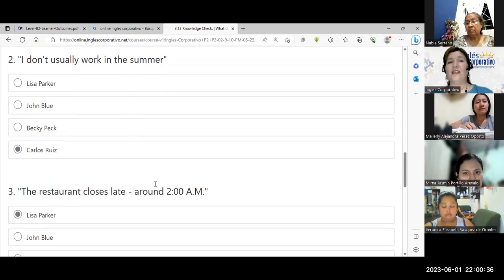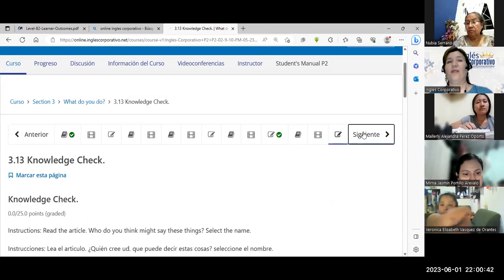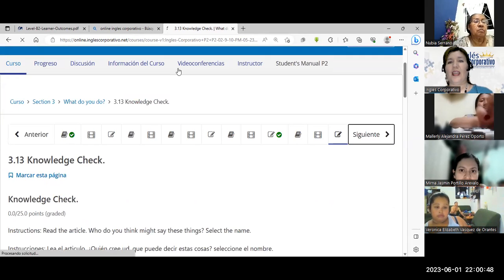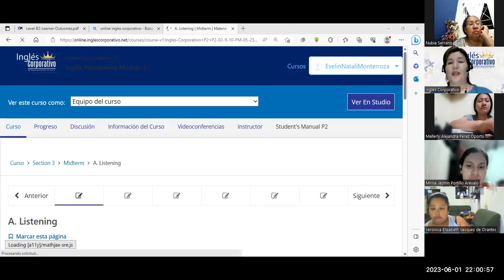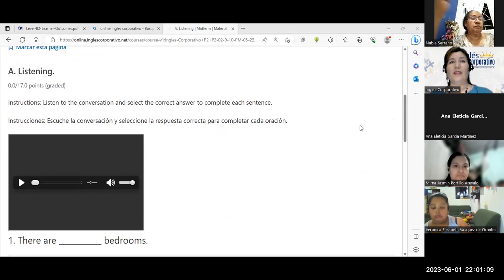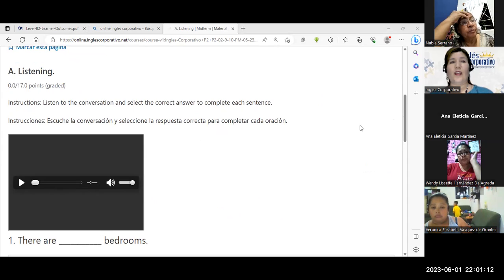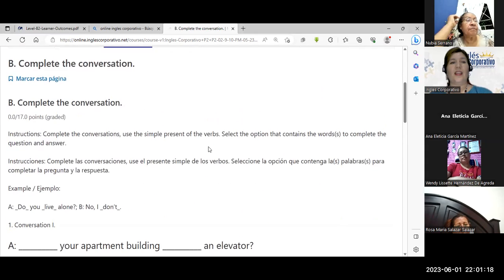Okay, so this was section number 3. And in the midterm exams, right, we have to be very careful here. In the midterm exams, they are not really complicated, but let me see. Yes, I am sharing my screen with you here. Okay, any problem with the listening? No problem. Okay, no problem with the listening. Let's go with the next one. The conversation.